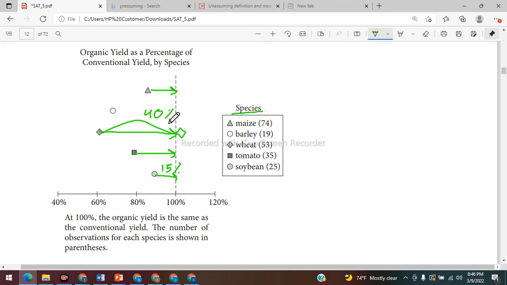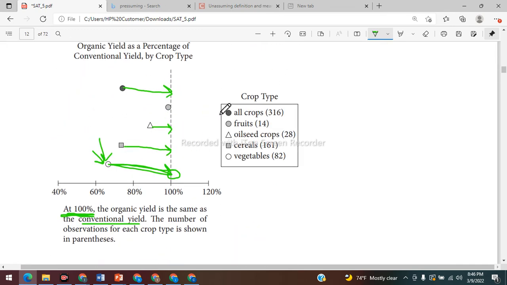So when none of them are on 100? None of them at 100. The closest is the fruits. Fruits, yeah, exactly, that's like 98, 99, but it's close though.